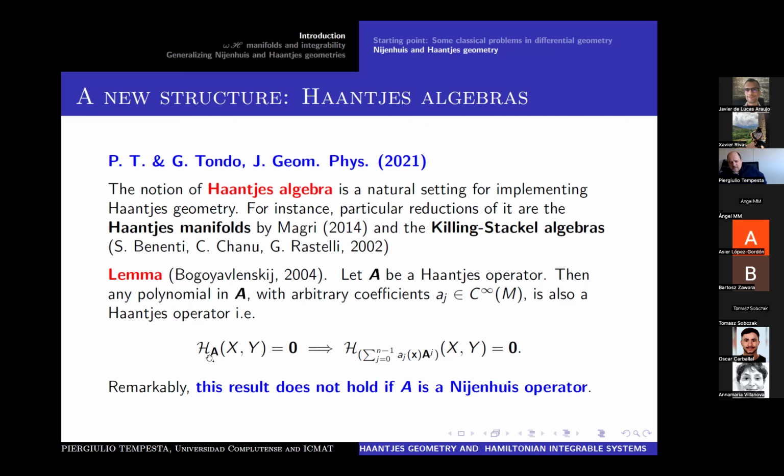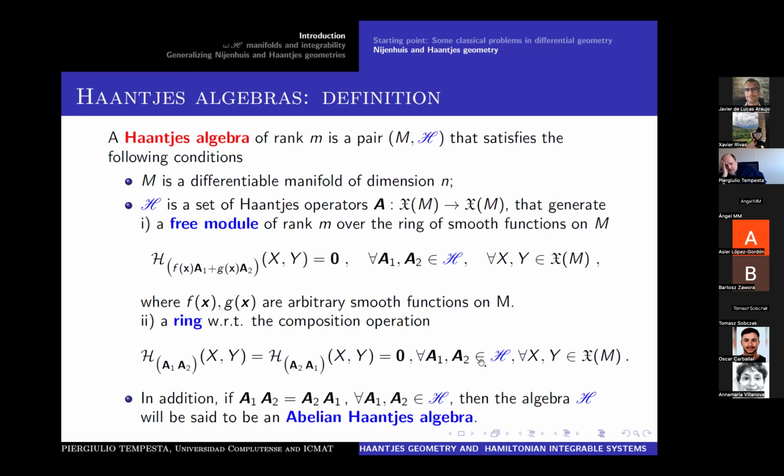So if A is a Nijenhuis operator, the powers are still Nijenhuis, but if you multiply a Nijenhuis operator by a function, then you get a Haantjes operator. So immediately you leave the Nijenhuis geometry, and you go right into the Haantjes geometry. Okay, starting from this condition, one can consider the notion of Haantjes algebra.